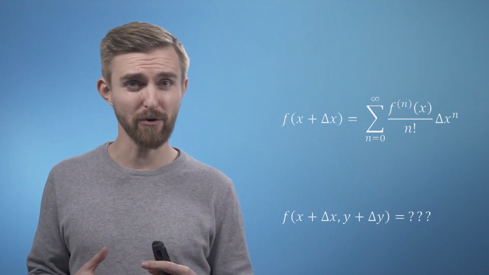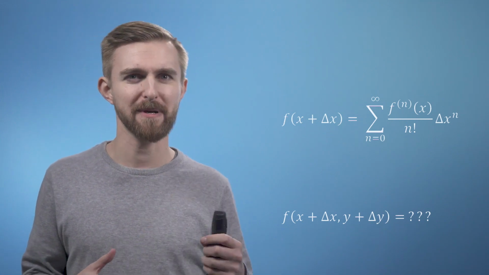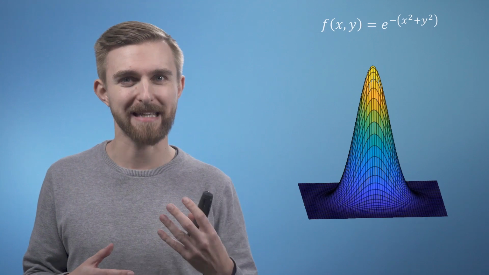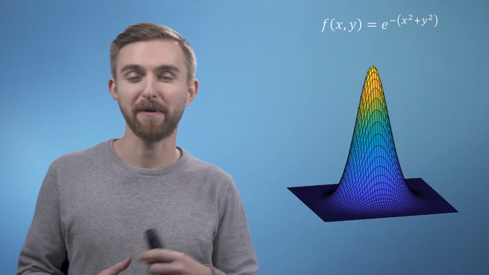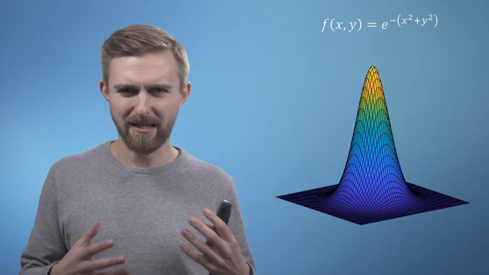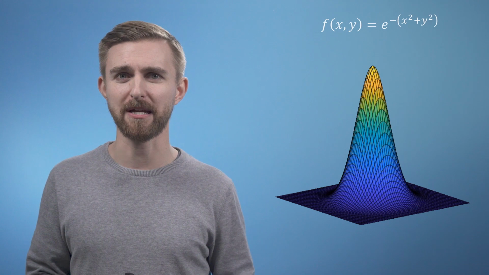So keeping in mind our one-dimensional expression, let's start by looking at the two-dimensional case, where f is now a function of the two variables x and y. So our truncated Taylor series expressions will enable us to approximate the function at some nearby point x plus delta x, y plus delta y. Let's look at the simple two-dimensional Gaussian function, which many of you may be familiar with from studying the normal distribution in statistics. It's a nice, well-behaved function with a simple maximum at the point 0, 0.